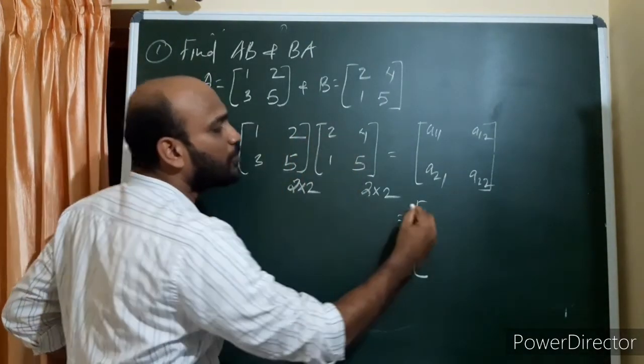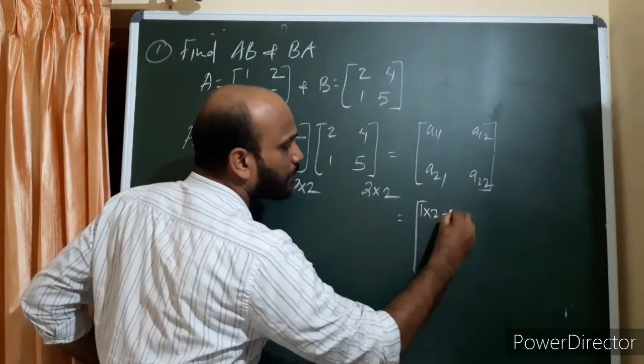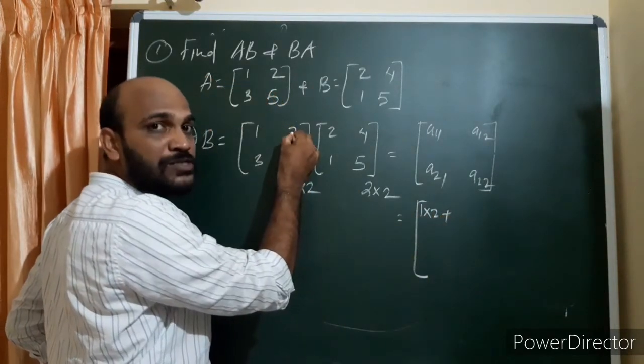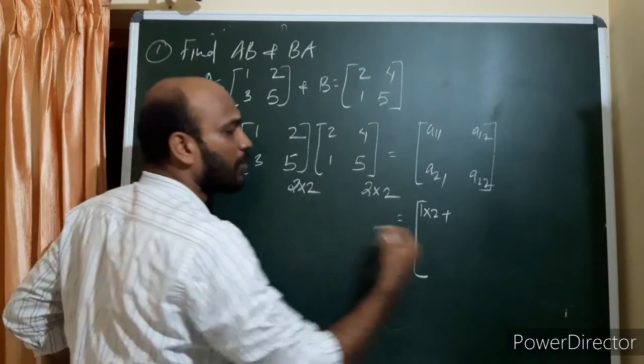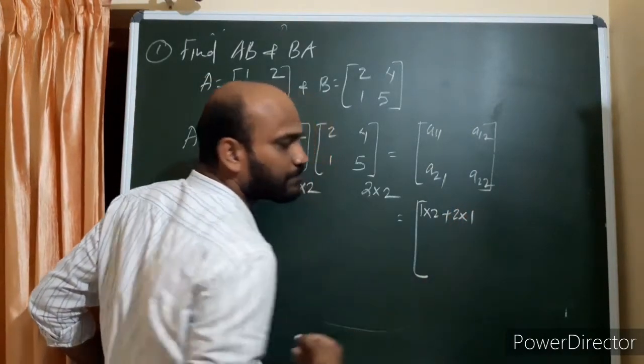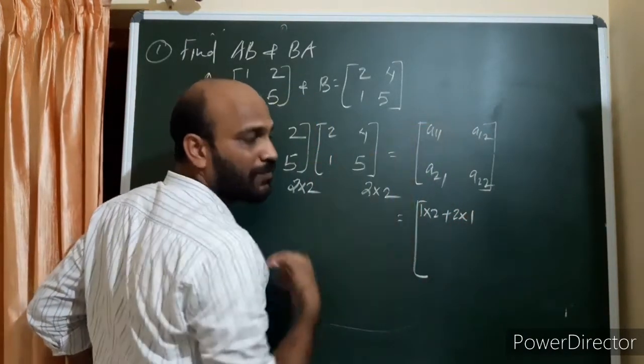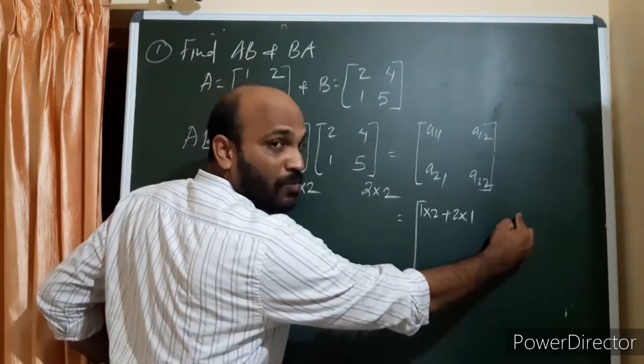That is 1 into 2. Plus the second element of the first row with the second element of the first column, 2 into 1. That means we got A11. Now we have to find A12.